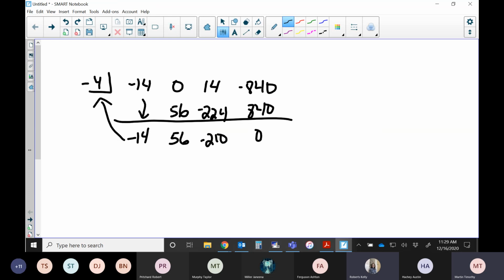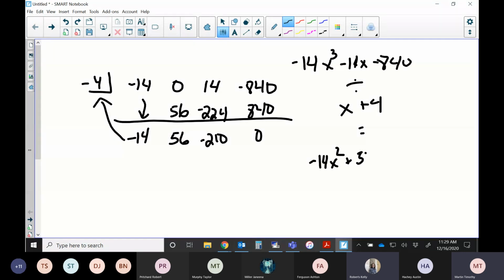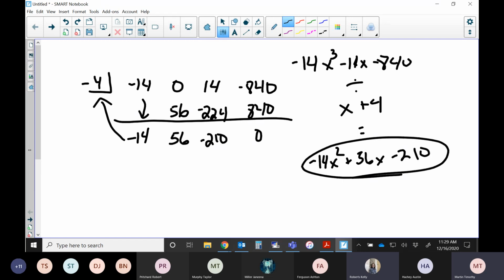Add together is 0. So what this is really saying, don't lose sight of this, is 14x to the third minus 14x minus 840, and you are dividing it by x plus 4, and the answer to that question is -14x squared plus 56x minus 210. Okay. I got that. I just was very confused by the fact that there was nothing there. Yeah, none of those could be right because you can't get an 11. Yeah, thank you.